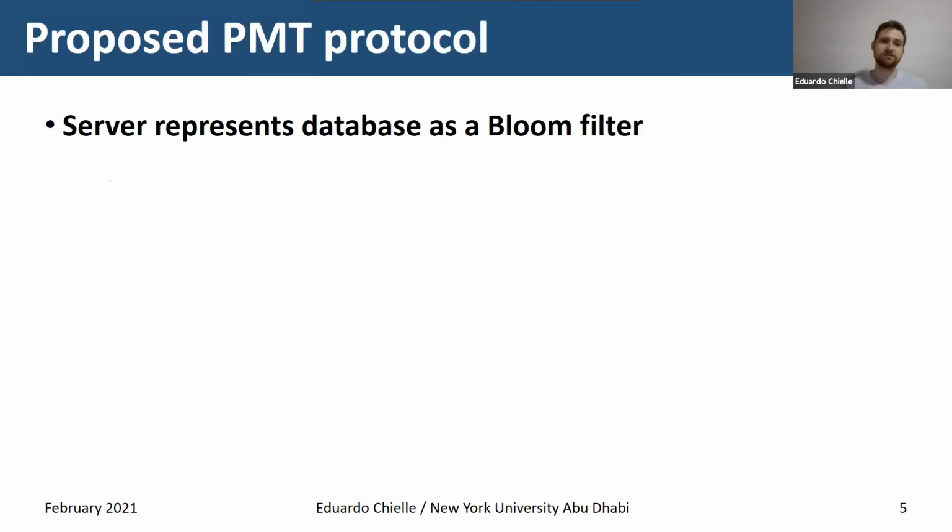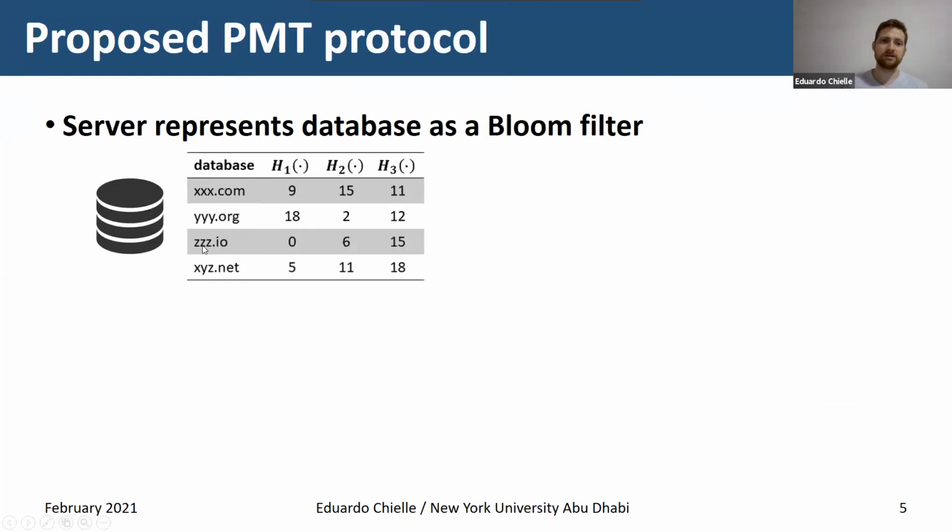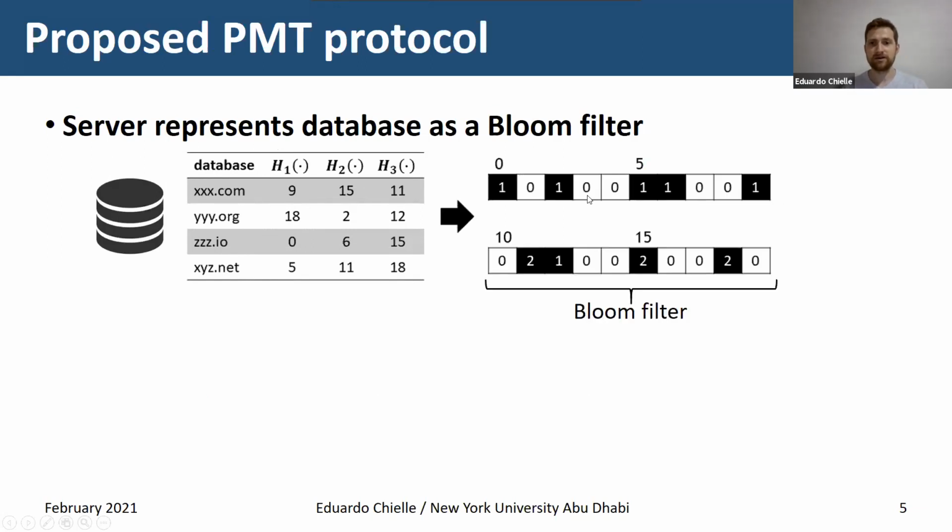Our first step is to represent the database as a Bloom filter. To do that, the server has a database with a set of entries, and then the server passes each of these entries to a set of hash functions, and we get a list of integers as a result. And then we have an array of integers, which we increment at those integers that we got from the hash functions. And this results in a Bloom filter that represents this database.